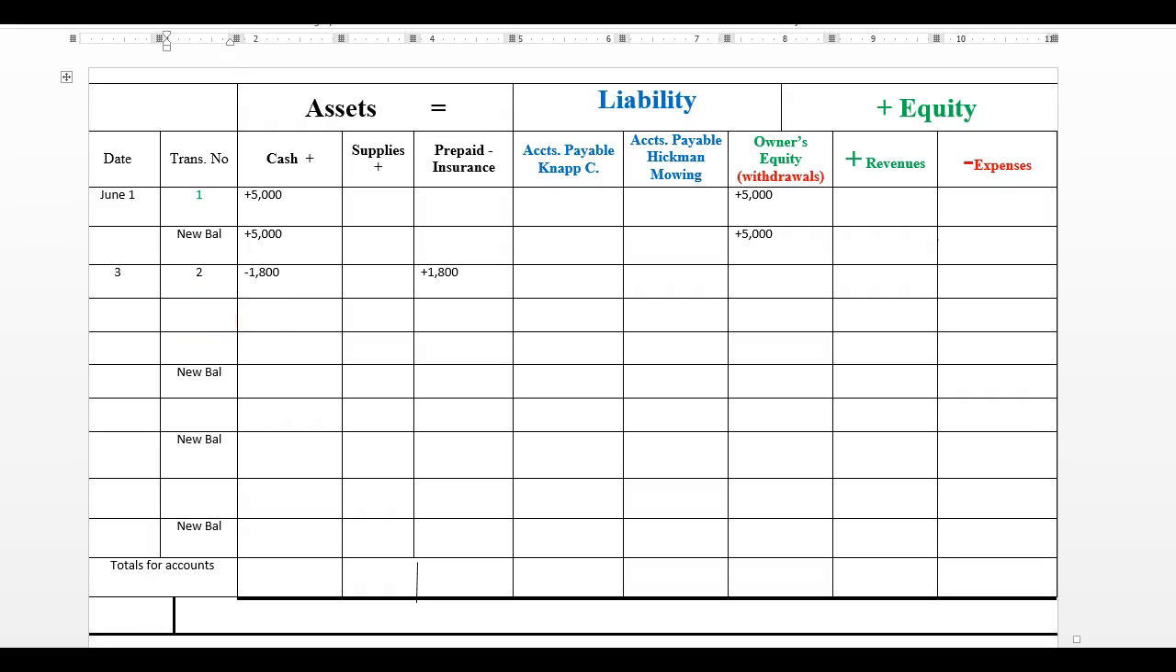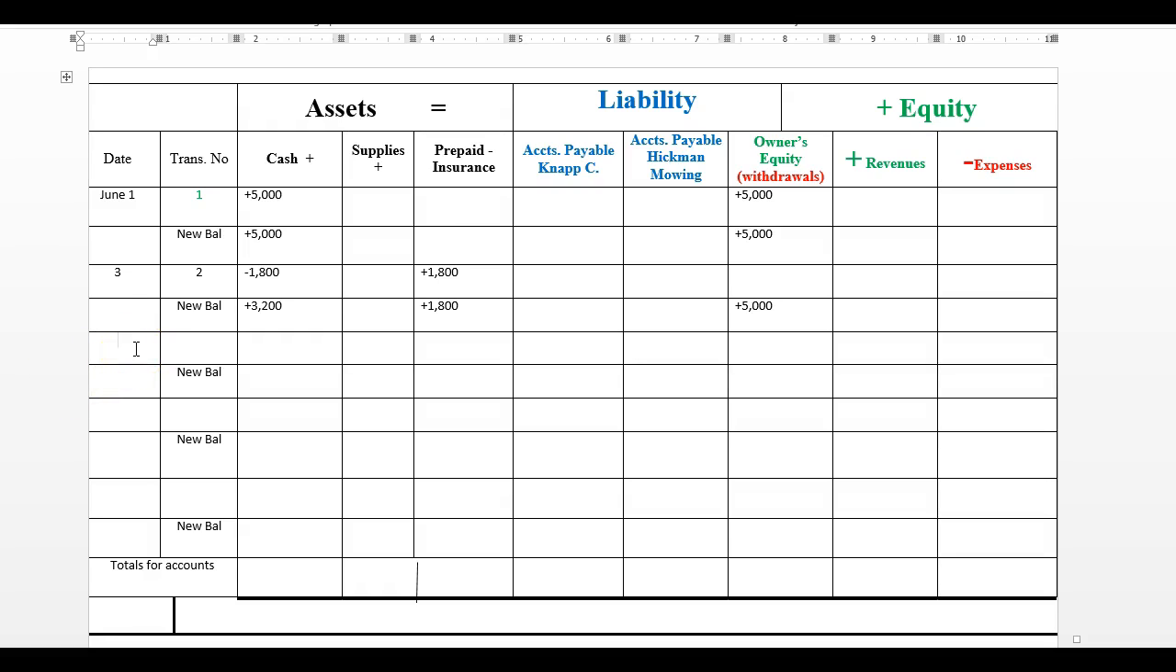Now we must do the new balance so that Ms. Hartman always knows how much money she has. So you take the $5,000 minus the $1,800 that we spent, and you will have $3,200. And it shows that we have the asset of $1,800 worth of insurance. We still have the positive balance in the capital account or the equity account of $5,000. To see if this still balances, you take the $3,200 plus the $1,800, and does that equal $5,000? Yes, it does. So we're in balance. Now we can move on to the next transaction.